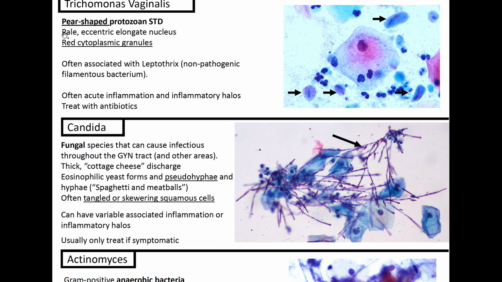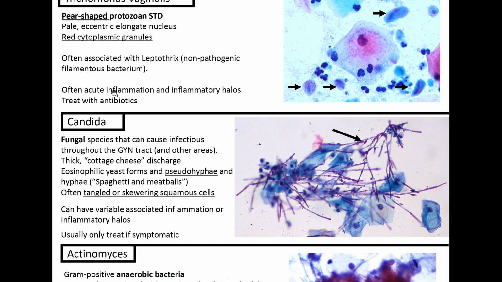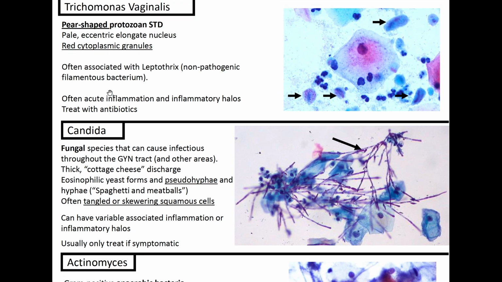Trichomonas vaginalis is often associated with leptothrix, which is a non-pathogenic filamentous bacterium. So that's a very testable thing. You have Trichomonas everywhere, and it asks what other organism may be associated with this, and you're going to say leptothrix, and you're going to get it right, and you're going to move on. And as I mentioned earlier, Trichomonas can commonly be associated with acute inflammation and inflammatory halos.